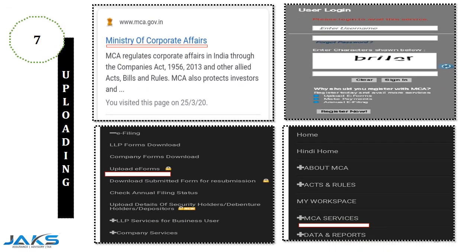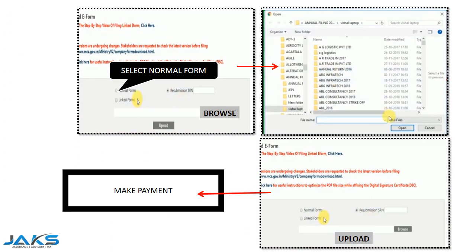The last step of filing is to upload the form and make payment. For this, first we have to log in to the MCA site and go to MCA services. We can see many options. What we have to do is upload the form, so go for upload e-forms. We can see a screen with three options: normal, resubmission, linked. What we are doing is a normal form, so select normal form and go to browse.